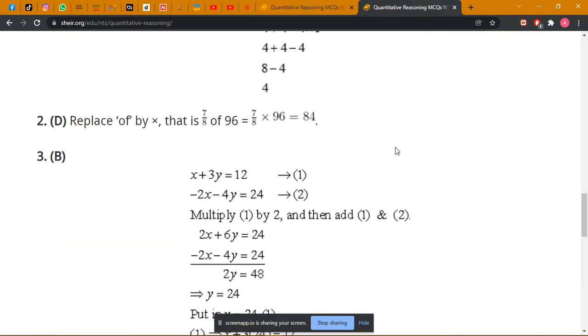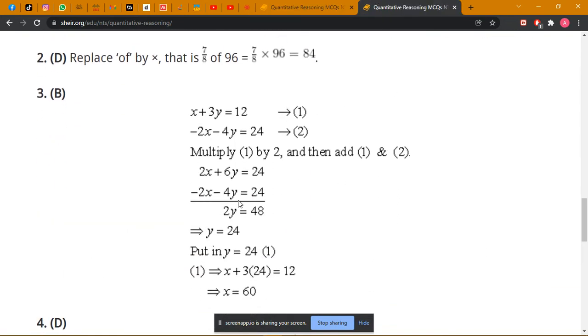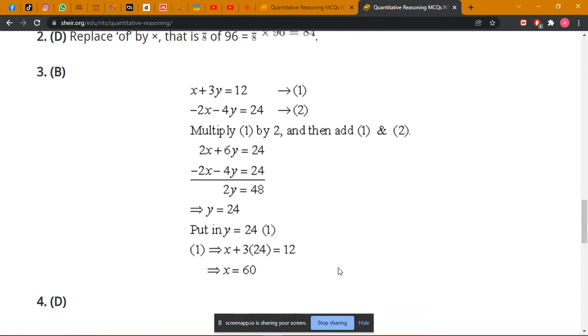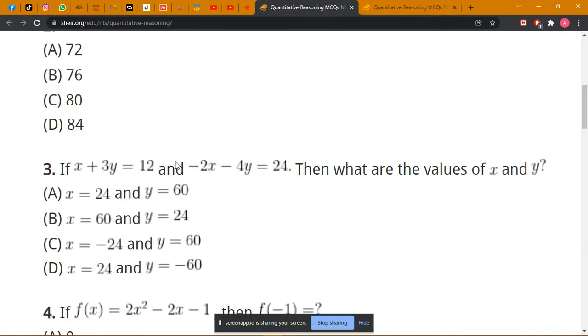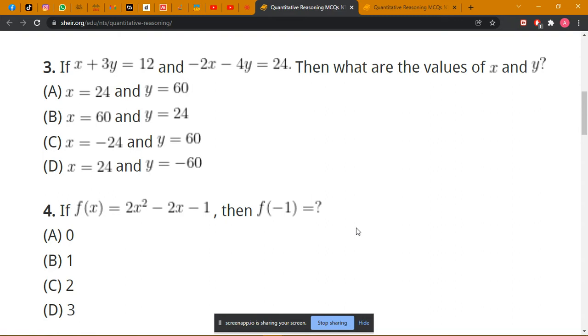And here is the explanation. You get the value of y as y is equal to 24. So you put the value of y in the first statement, and you get the value of x is equal to 60. So the correct option is B, as you can see. Now move on to the next MCQ.